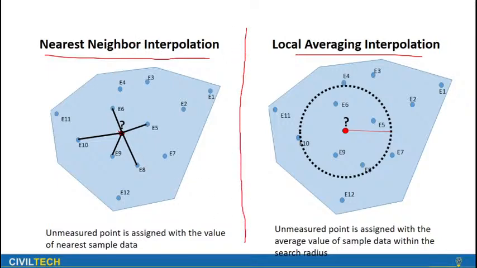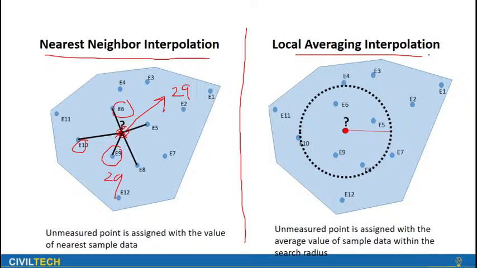So this is my point where I need to find out the value. Whichever is closest, whether E6 is close, E10, E9, E8 or E5. Let us say E9 is very close. So what is the value of E9? Let us say 29. So I'll just take the value of the unknown point as 29 straight away. There is no brilliant math involved in the nearest neighbor, right? It is just whichever is closer, I just take that value.